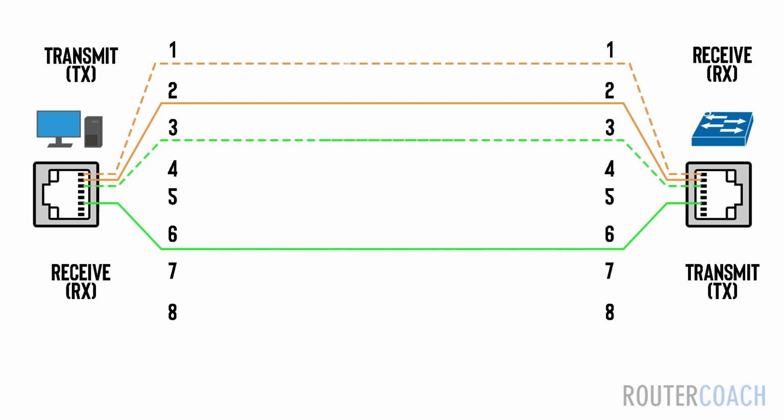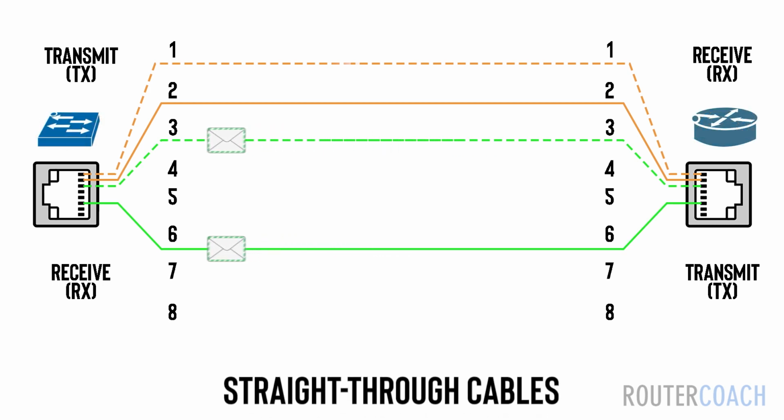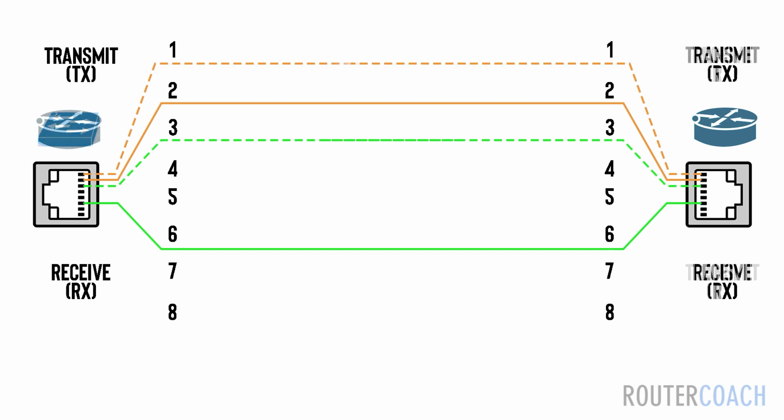This means that both devices can send at the same time and receive data at the same time. This is called full duplex transmission. These are called straight-through cables. But what will happen if 2 routers wanted to communicate with each other? It's simply not going to work with straight-through cables.